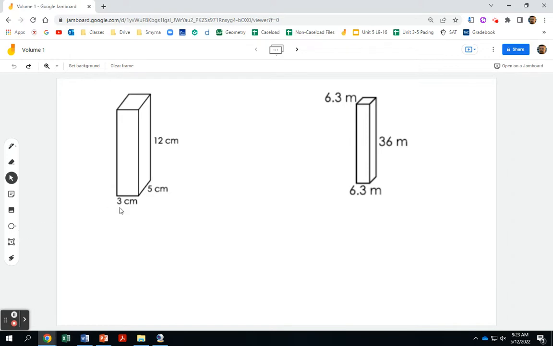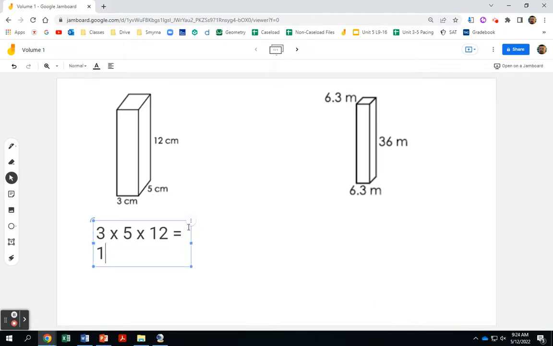All right, so in order to find the volume of a rectangular prism, you need to multiply the three dimensions. Here you have three dimensions. This is like the width, there's the depth, and there's the height. So you're going to multiply all three of those. All you have to do is 3 times 5 times 12. What do you get when you multiply 3 times 5 times 12? 180, that's right.